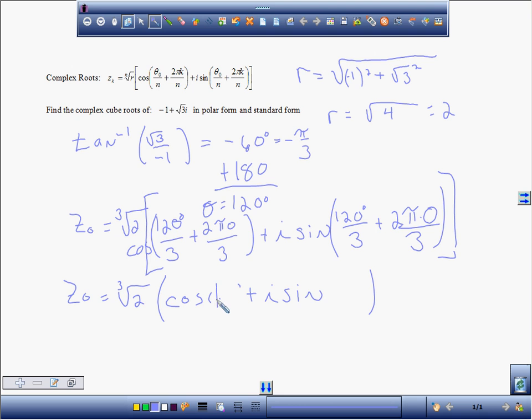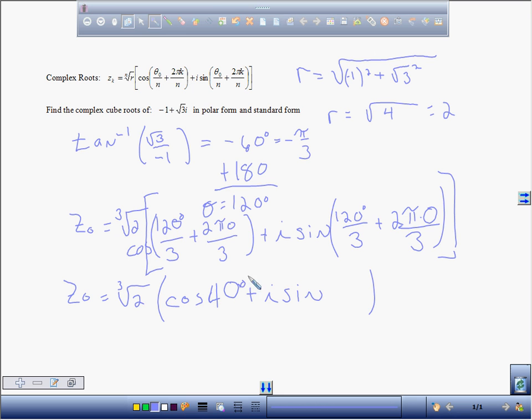So that would be 40, and that would be 40. Okay? So the next one, z sub 1, all you have to do today, this formula gets very confusing. The radius is exactly the same. That number that's in front is always exactly the same. And all this says is you take this number and you add 2 pi times 1 divided by 3. Well, 2 pi times 1 divided by 3 is, yes? K is the number of the root.